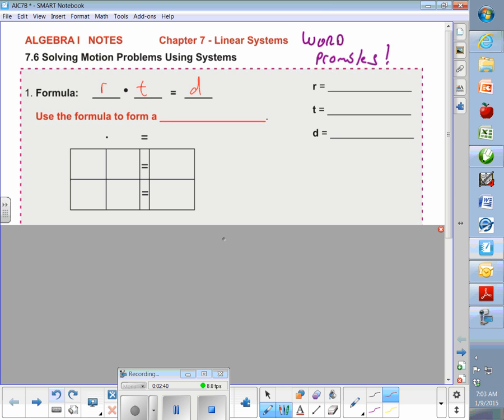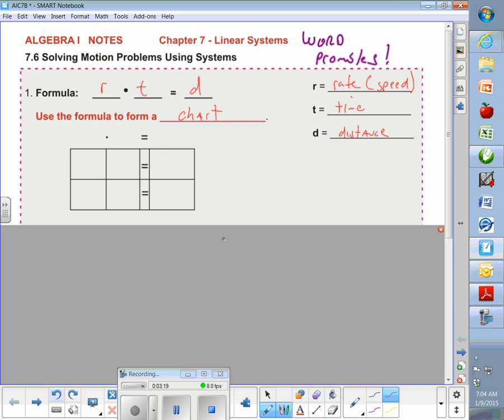Before we get going very far, let's make sure we understand what each of the variables stand for. R is the, and I hope you're thinking the rate, because I just said rate. What is rate commonly called? The speed, right? So we got the rate, which is the speed, T is the time, that's pretty easy, and D is the distance. So we have three parts. Underneath that formula, it says use the formula to form a chart.